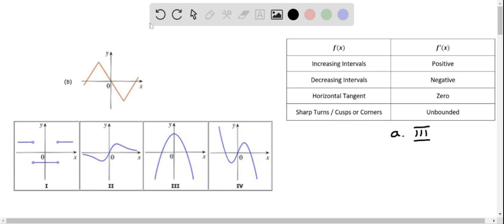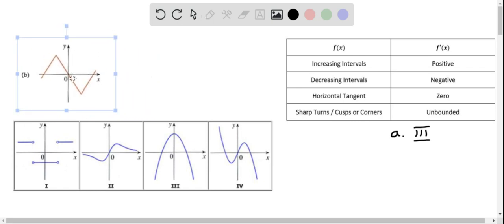We now choose the derivative graph for the graph given in part B. So here I have the graph of part B. We can use the fact that wherever the graph of f of x has sharp turns or curves or corners, the graph of its derivative should be unbounded. So clearly only one graph is unbounded, which means this is the graph.